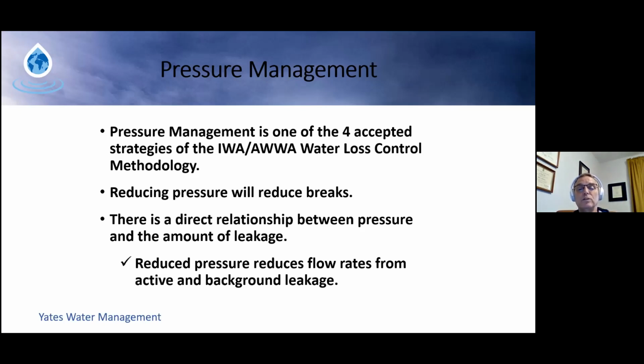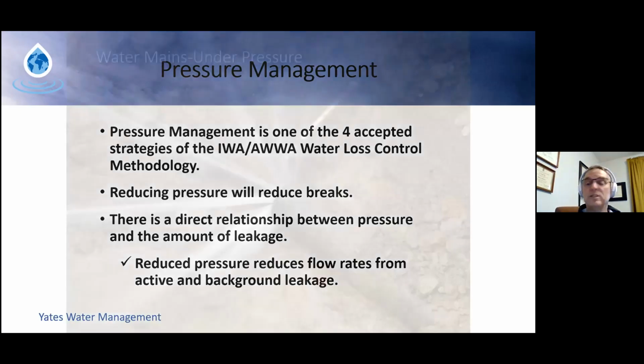So if you reduce pressure, it's going to reduce your flow rates, both from active leakage, the unreported leakage in particular, but also background leakage. And this is where you can save money by reducing background leakage if you employ pressure management. And I'm going to show you a nice case history of that as well.